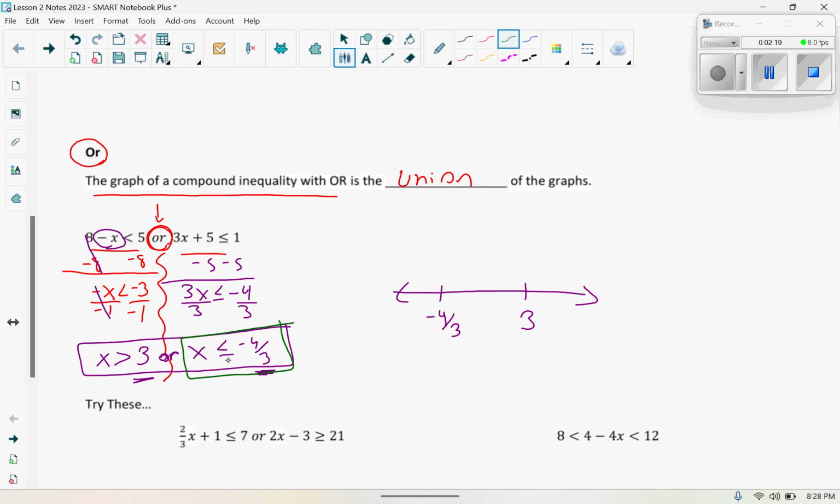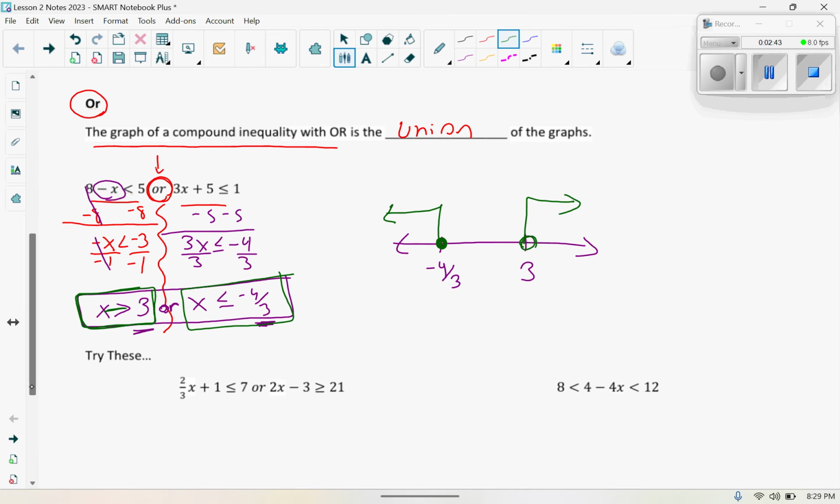So x is less than or equal to -4/3. That means I'm going to have a closed dot on -4/3, and an arrow going to the left. Over here, notice there's no line underneath this, so I'm going to have an open dot, and notice it points in the direction, so I'm going to have an arrow going to the right.